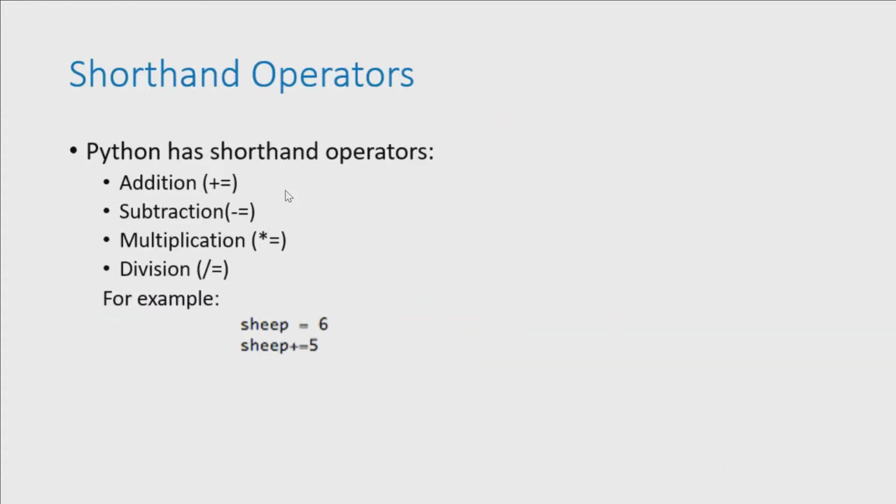Handy math tricks. Shorthand operators. Python has shorthand operators: addition, subtraction, multiplication, and division. So for addition, as you can see, it's plus equals, and then subtraction is minus equals, multiplication asterisk equals, and division is slash equals. So as you can see, all the operators haven't actually changed, it's just they've been added on with an equals. So for example, we've got a variable here that says sheep equals 6. So now the sheep variable has got 6. So instead of writing 6 plus 5 or sheep plus 5, you can easily just write sheep, which is this variable, plus equals 5, so that will change it. That will produce the value for that variable as 11.